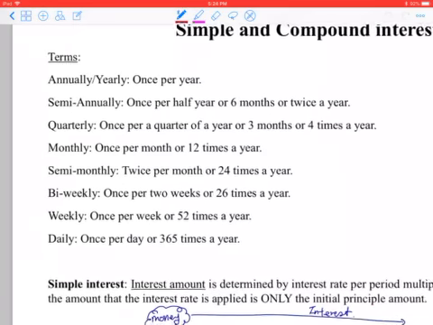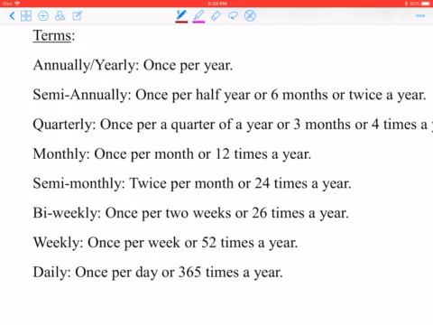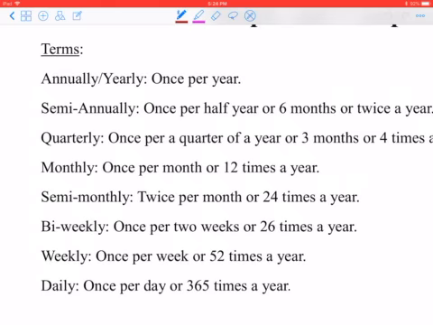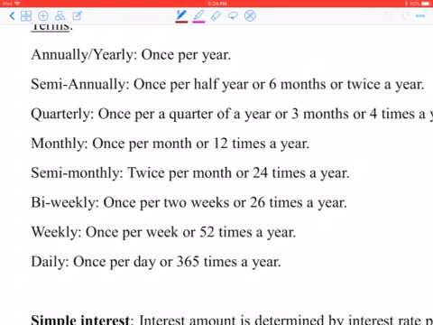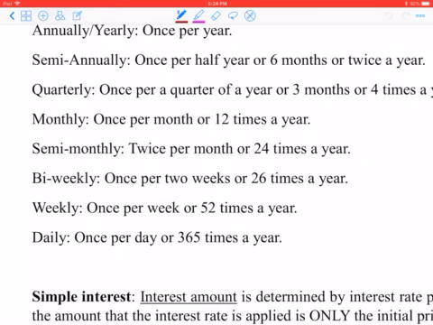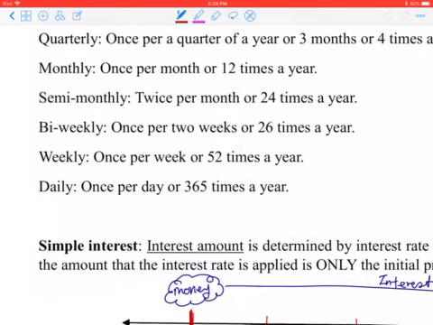So the first thing is this: annually or yearly. That means that if it is compounded annually or yearly, your interest only occurs once a year. If it is semi-annually, then it is twice a year, or every 6 months. Quarterly means once per quarter of a year, which is 3 months or 4 times a year. Monthly is once per month or 12 times a year.